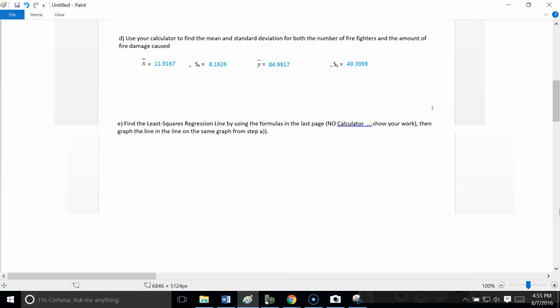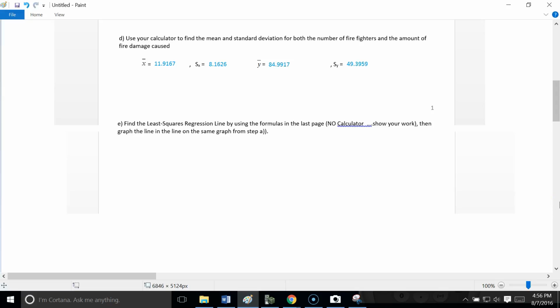Now part E says, find the least squares regression line by using the formula in the last page. No calculator, show your work, then graph the line on the same graph from part A. So graph the line back on the grid we got on top on the first page here. If you looked in the back of your book, there were equations for these if you didn't have them memorized.